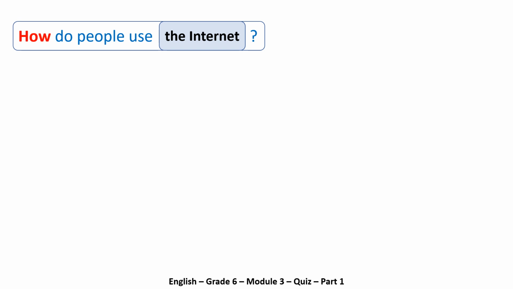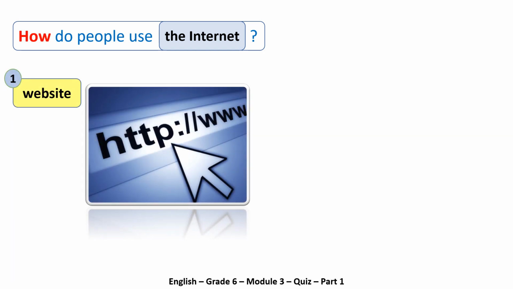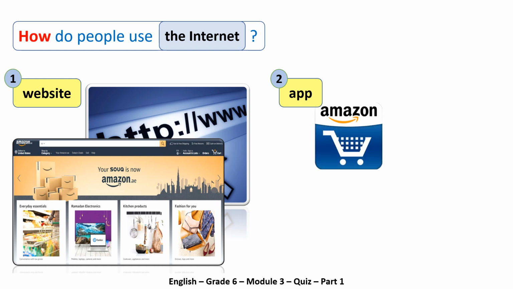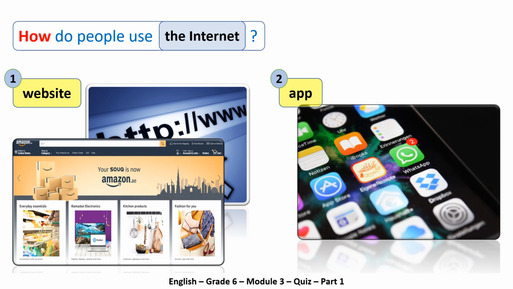After we knew why people use the internet, it's time to know how people use the internet. In fact, people use the internet through surfing a website like Amazon.com on their computers, or using an app on their mobile devices like the Amazon app. So, let's have a look at these apps on a phone, and let me ask you a question. How can we use an app like this?